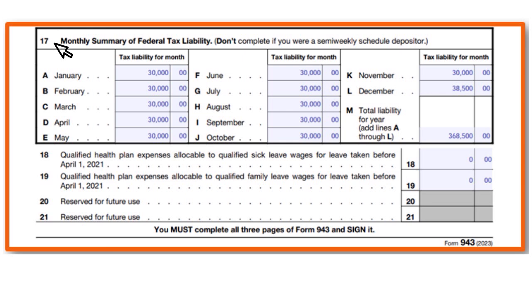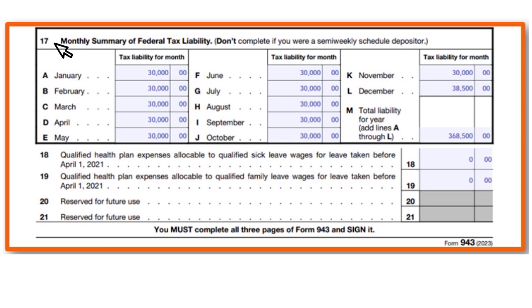Now, do not complete this section if you are a semi-weekly scheduled depositor. This section is only for the monthly scheduled depositor. Okay, and so you can see that we put all the monthly amounts, and all the total amounts must be $368,500. Okay, and so this is what we put on line M.